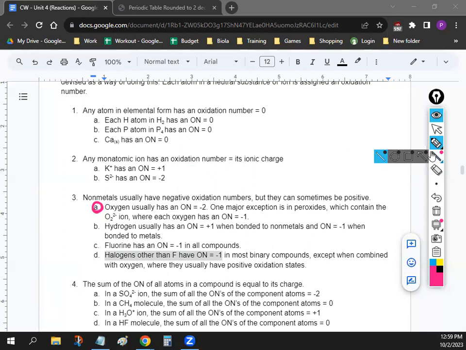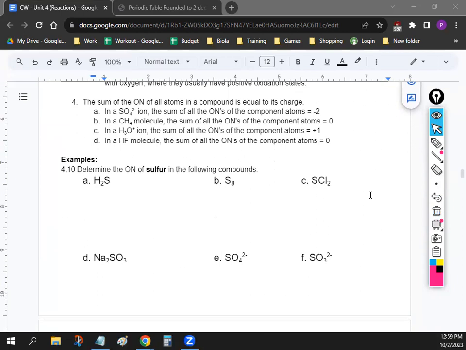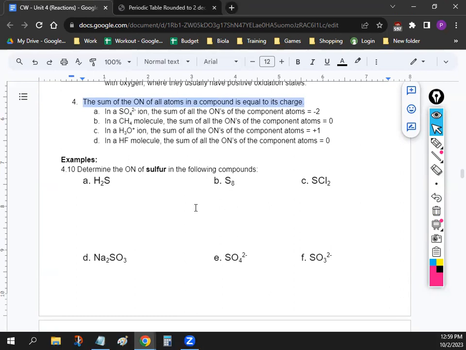Okay, so let's go to rule 4, and I think this is the last one. This one's pretty simple. The sum of all the oxidation numbers in a compound is equal to its charge. So if you have sulfate, for example, the charge on the whole ion is -2, which means if you add up all the oxidation numbers in sulfate, it should equal -2. If you have a neutral compound like CH4, which has no charge, the oxidation numbers for the whole thing should add up to 0. Okay?